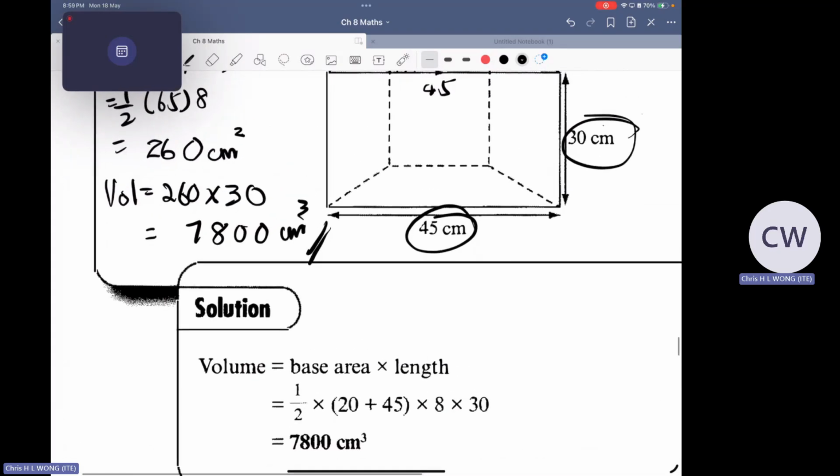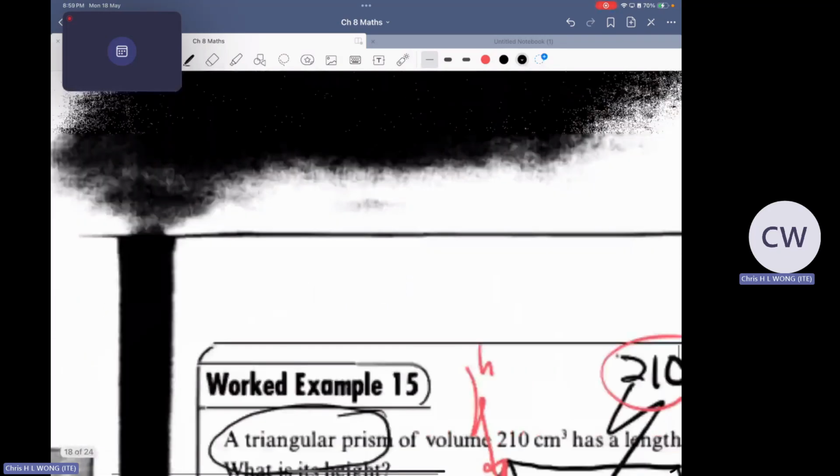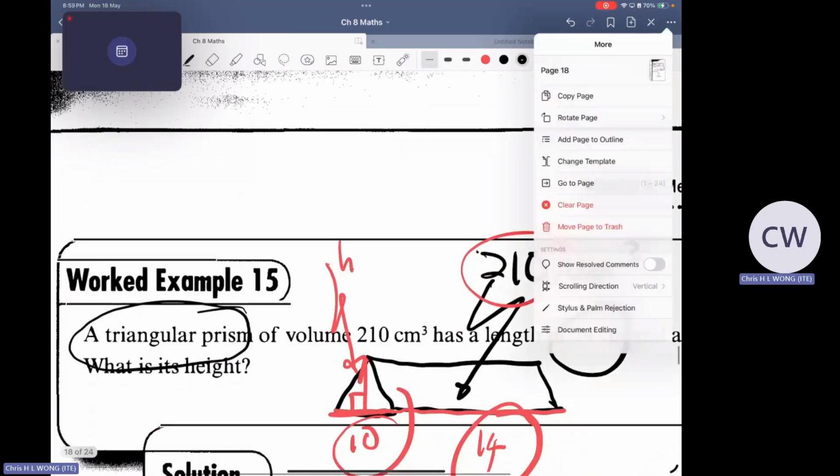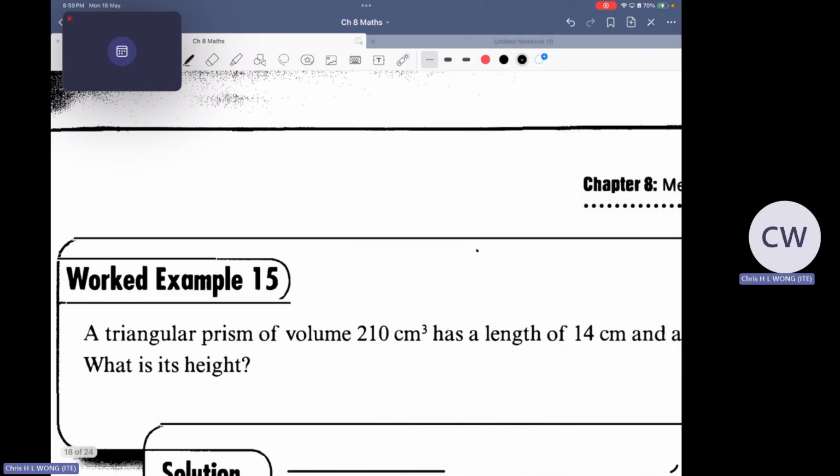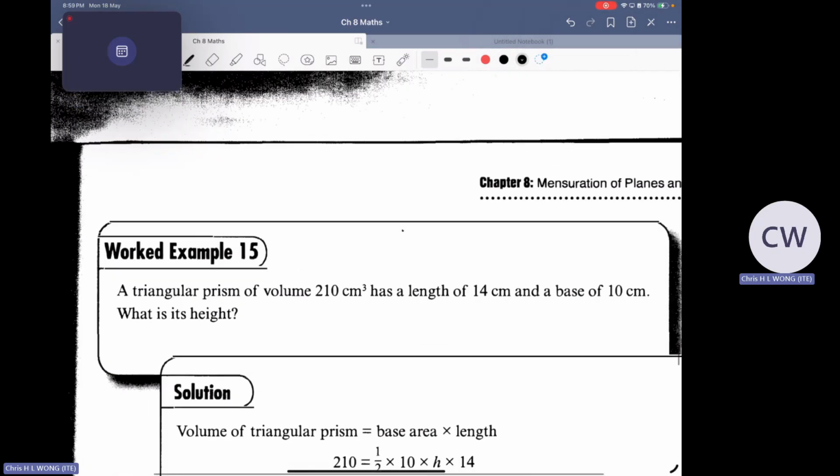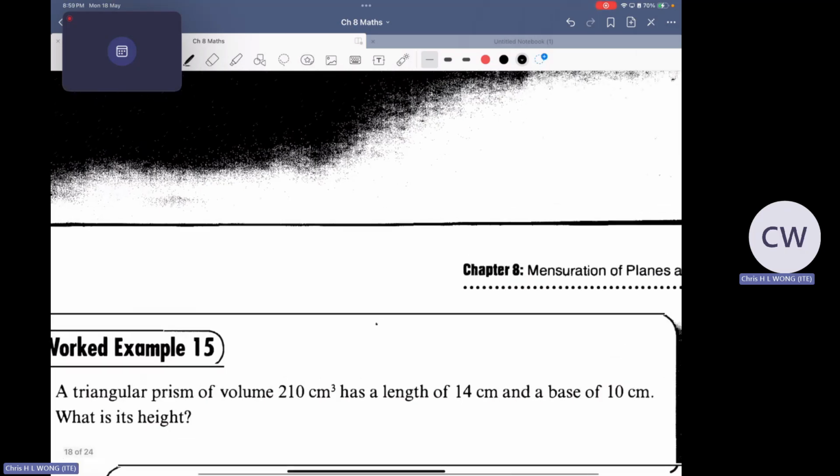Okay, so 7800 cm cube. Okay. Let's clear the page so that you can do it on your own. Okay. Now this one.